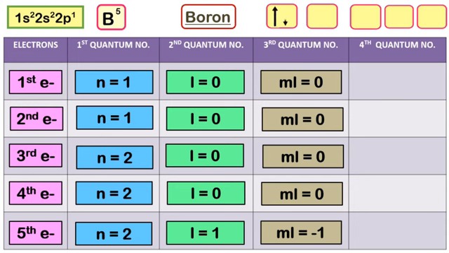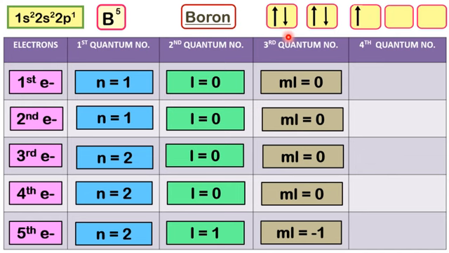So arrow up, arrow down for the 1s2. Arrow up, arrow down for the 2s2. And only arrow up for the 2p1, one arrow only because there is only one electron left in the 2p1. So if it is arrowed up, it is positive 1 half. If it is arrowed down, that is equivalent to negative 1 half, or clockwise, counterclockwise.